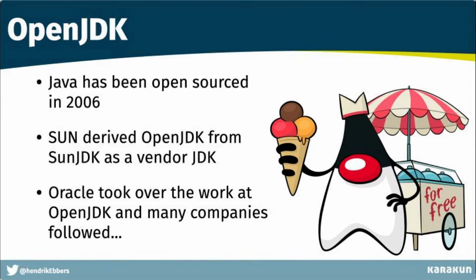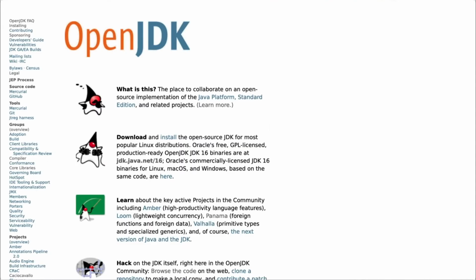And once Sun was acquired by Oracle, Oracle took over the work and continues to work with Java in the OpenJDK, and over the time, next to Oracle, several other companies and individuals followed to work with Oracle on the OpenJDK. So when you want to know more about the OpenJDK, maybe the first thing where you go is the website of the OpenJDK. And the website, from my personal point of view, is not very good.